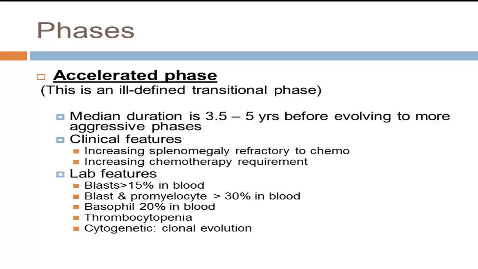Phases. Accelerated phase. This is an ill-defined transitional phase. Median duration is 3.5 to 5 years before evolving to more aggressive phases. Clinical features: increasing splenomegaly, refractory to chemo, increasing chemotherapy requirements. Lab features: blasts are more than 15% in blood. Blast and promyelocytes are more than 30%. Basophil is 20% in blood. Thrombocytopenia, cytogenetic clonal evolution.